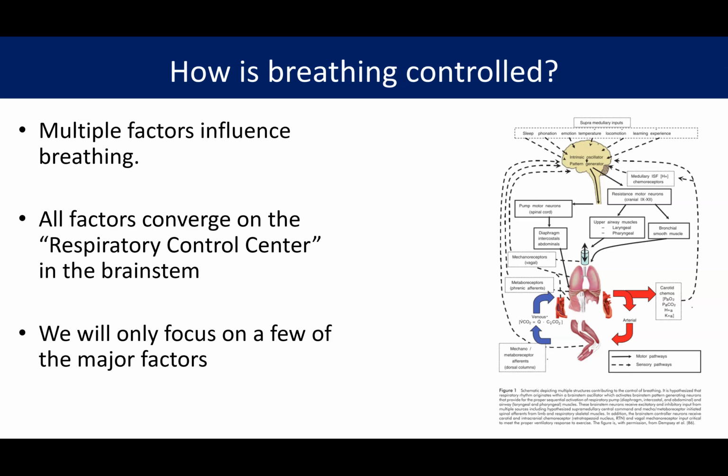So this diagram, I put it in to illustrate one simple concept, that how much you breathe and what determines how much you breathe is very complicated. We have your brain here and all these factors. If you need to sleep, phonation is talking, emotion, temperature, all these other things will influence your breathing rate. So will your muscles, your blood pH, your blood PCO2, all sorts of things can influence how much you're breathing. We're just going to focus on a couple of the main ones and keep in mind that all the information ultimately gets integrated at the brain in the respiratory control center, which will then send information out to the respiratory muscles to contract.